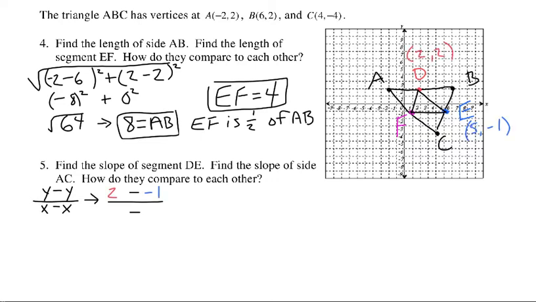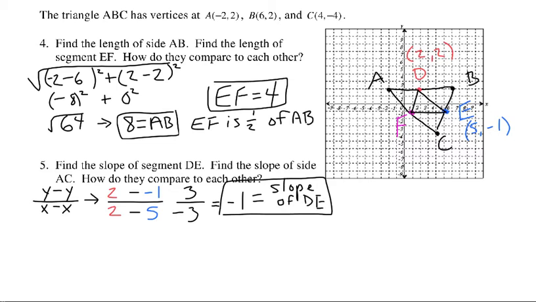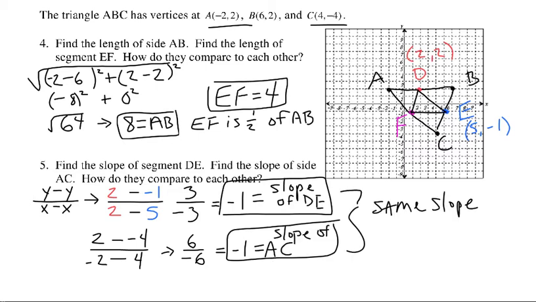This means that we get a positive 3 on top and a negative 3 on the bottom, so our slope is negative 1. We need to now do the same thing for AC, which we can find our points up above, so we'd have 2 minus negative 4, and then underneath would be negative 2 minus 4. When we simplify it, we also get negative 1 for the slope of AC. Since the two slopes are exactly the same, we can say that these two lines are parallel to each other.